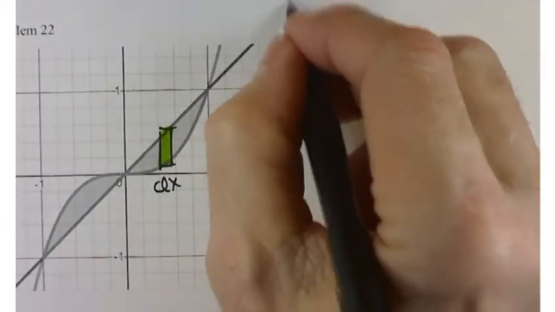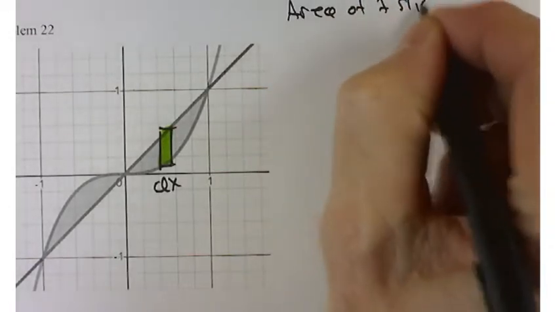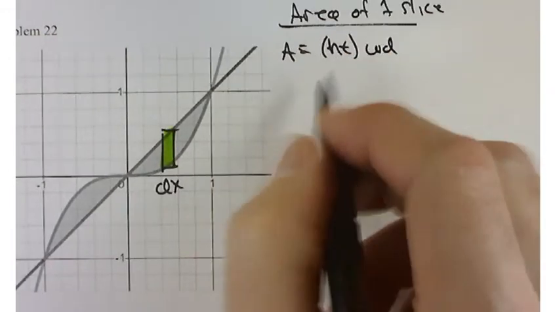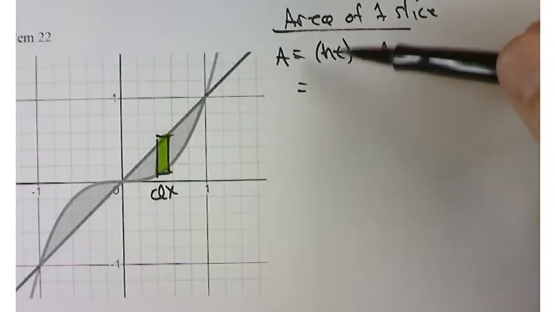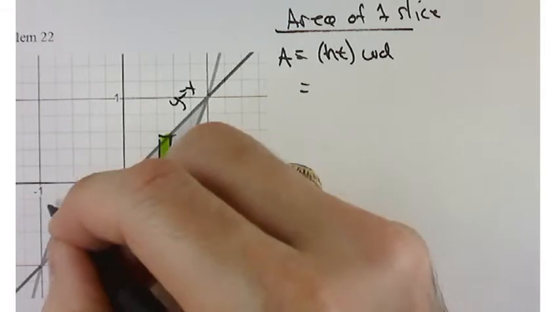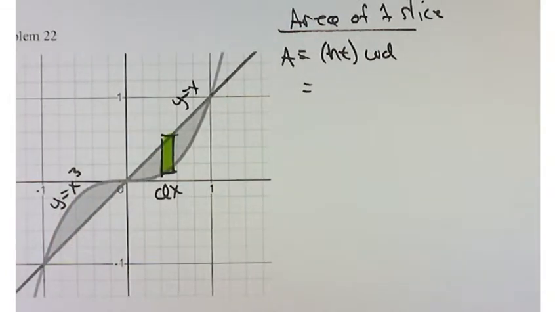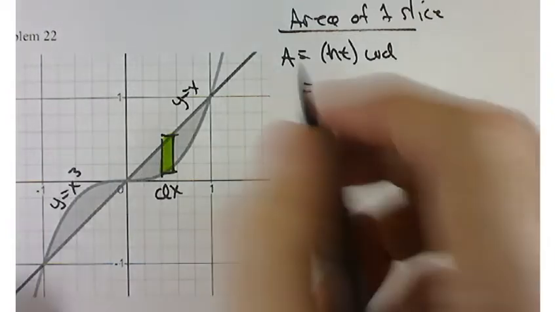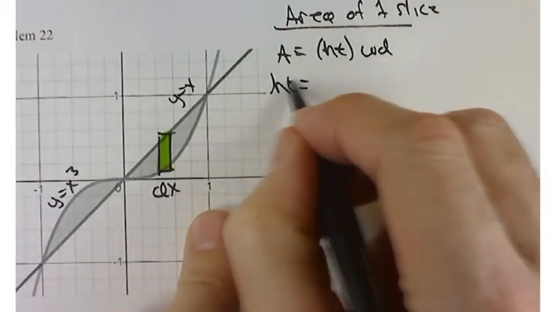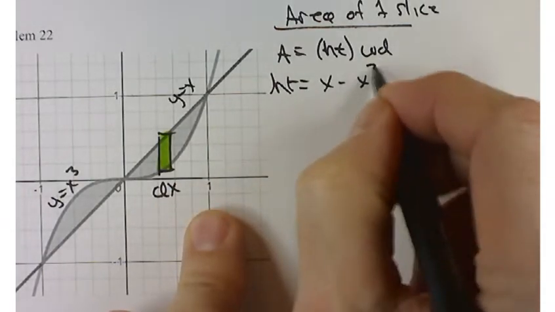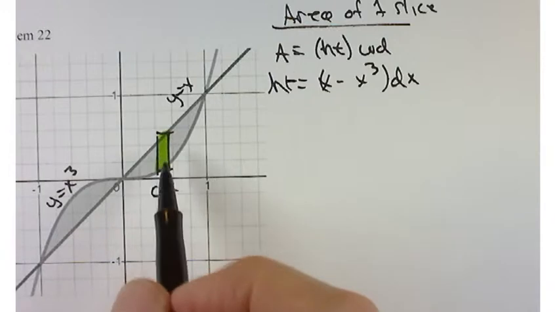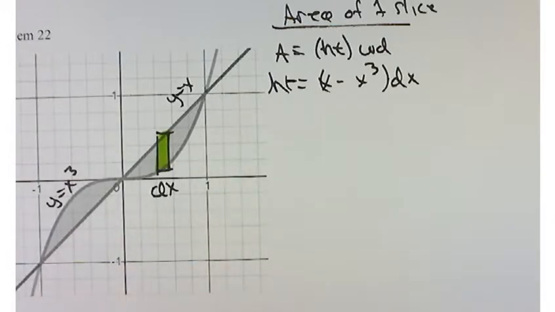Because what's going to happen here? Area of one slice. Area equals the height times the width. So the height is going to be top minus bottom. And I should probably write the functions down now. This is y equals x, and this is y equals x cubed. So, there you go. Bingo. So the height is going to be top minus bottom, which is going to be x minus x cubed, times the width, which is dx. But that's the expression here, right? That's the expression in the interval 0 to 1.